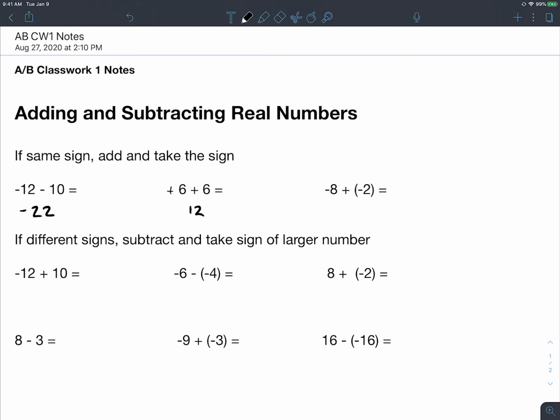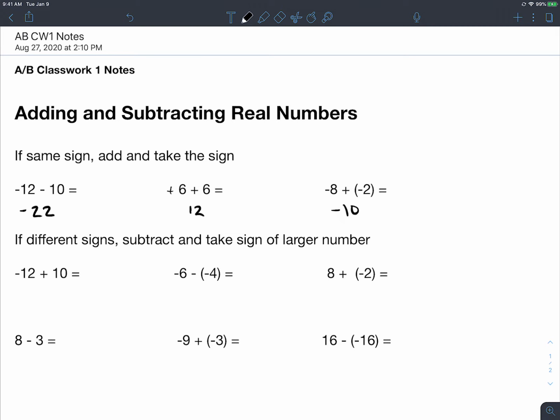So these are being added, but it doesn't really matter if they're being added or subtracted. This rule still works. So we have a negative 8, and then we have a negative 2, so we're going to add. So 8 plus 2 is 10, and then we're going to take the sign. So what sign is it? It's negative, so negative 10.